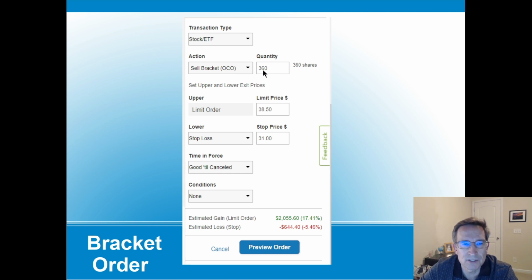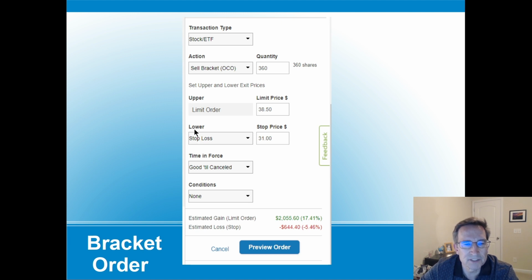Looking to trade, excuse me. So in this case, it's 360. And then the upper limit order, that means if it goes in our favor, how far high does it go before we want to take our chips off the table? In this case, it was 38.50.